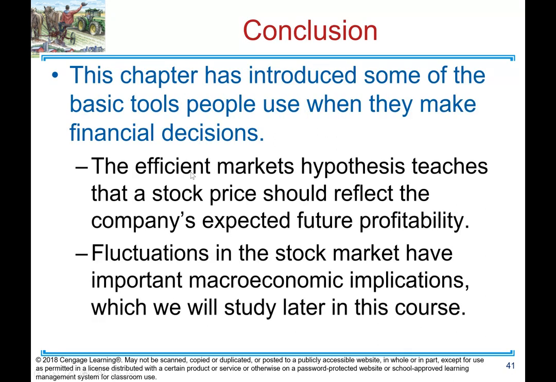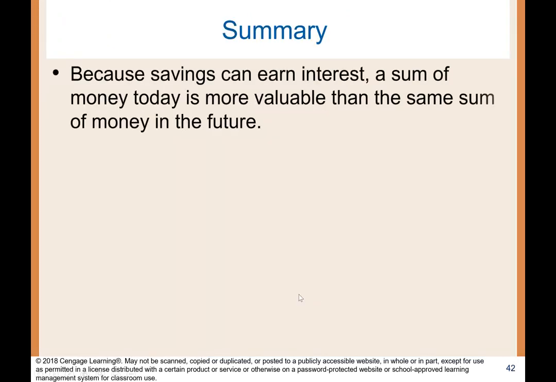Conclusion. This chapter has introduced some of the basic tools people use when they make financial decisions. The efficient market hypothesis teaches that a stock price should reflect the company's expected future profitability. Fluctuations in the stock market have important macroeconomic implications, which we will study later in this course.